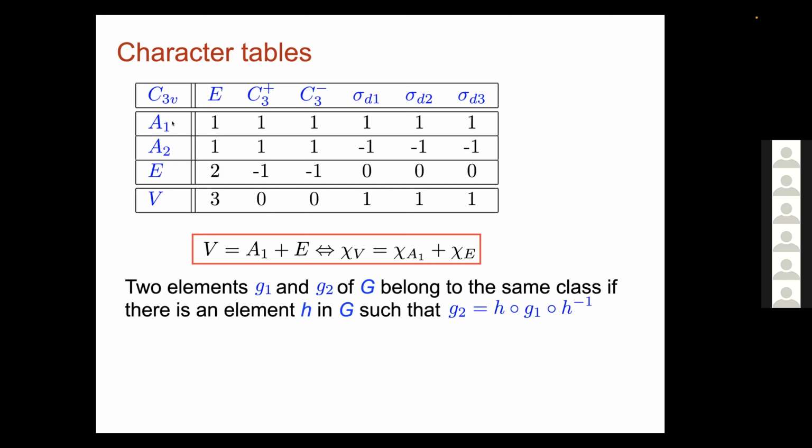Look at this. If you look at the traces, these two elements always have the same trace. C3 plus and C3 minus always have the same trace for all the representations. If you consider these three elements, which are planes, these three elements always have the same character, sorry, trace, okay? Now, these three elements happen to form a class. These two elements happen to form another class, and this element by itself is always a class in itself, okay? So what is a class?